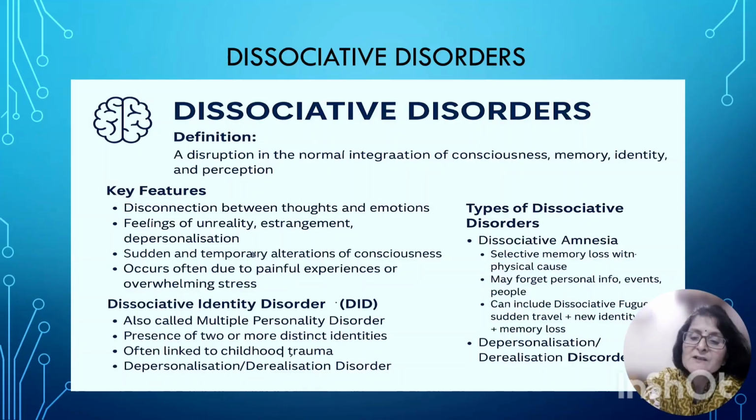Now let me talk about dissociative amnesia. Amnesia is loss of memory. There is a disconnection with the memory, and this memory disconnection is selective, related to personal information, events and people. Then there is one form of dissociative amnesia which is called dissociative fugue. It is associated with sudden travel. The person has left one place and assumed a new identity, and then forgets the previous identity. This has also been displayed in many movies.